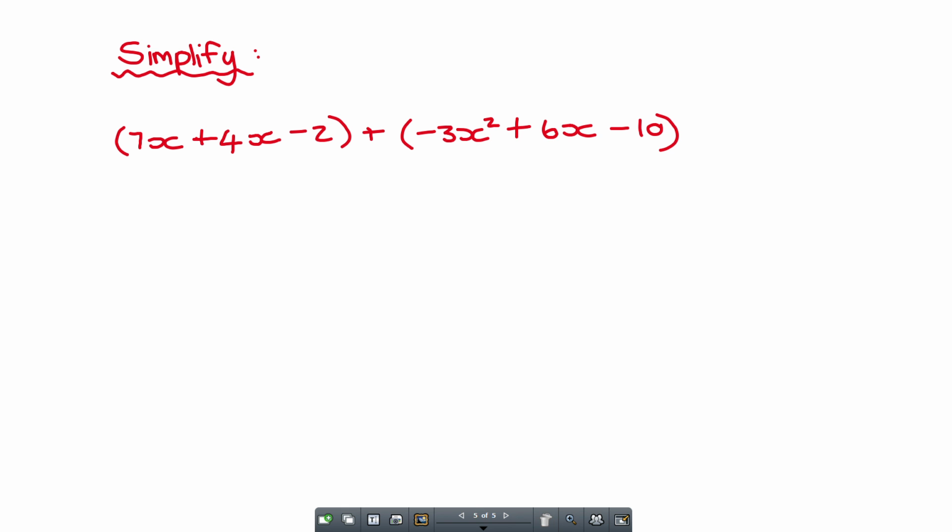Okay, right. We're going to simplify. So, remember about BODMAS. What's the very first step here? Multiply in to get rid of the brackets. Now, in that first bracket, there's nothing really to multiply in. Right? So that is just 7x plus 4x minus 2. Right? Okay?